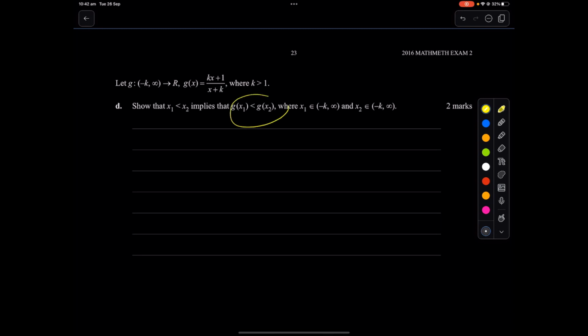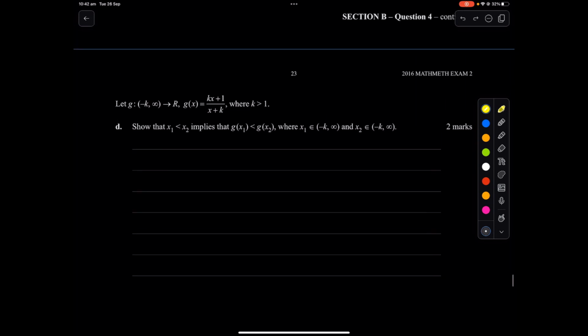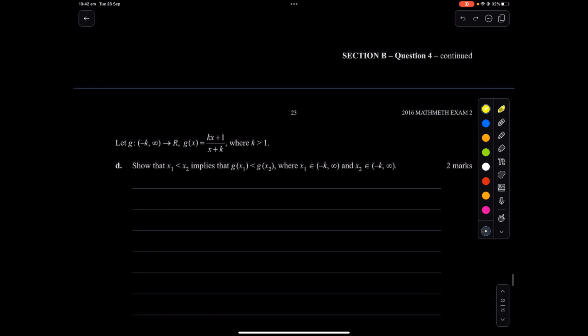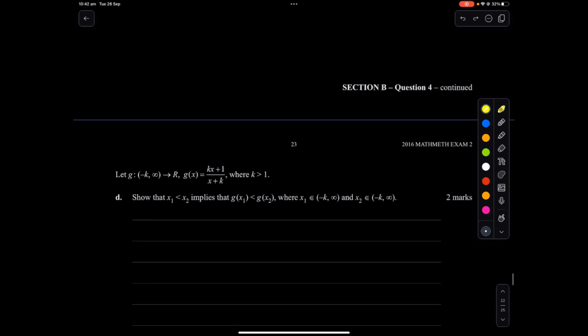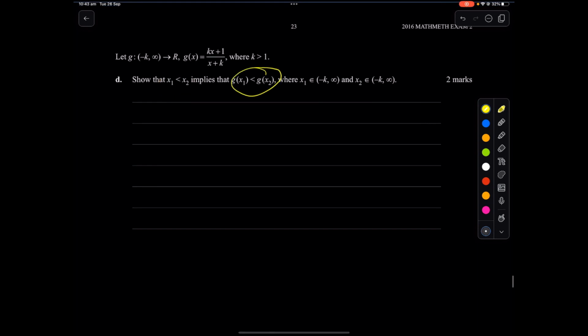Now, I've seen this expression before. It's in the textbooks. It's something of strictly increasing or strictly decreasing, this formula. So it's probably telling us to use the concepts of that, where x is between these. I think they're just trying to tell us about strictly increasing or decreasing. For 2 marks, what I'm going to do is show that this implies this.